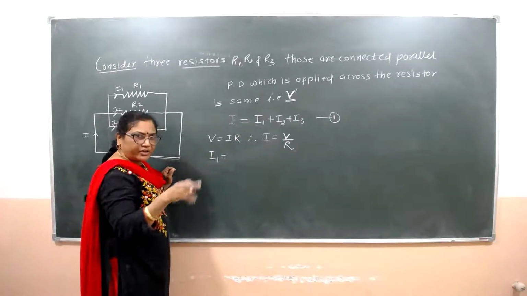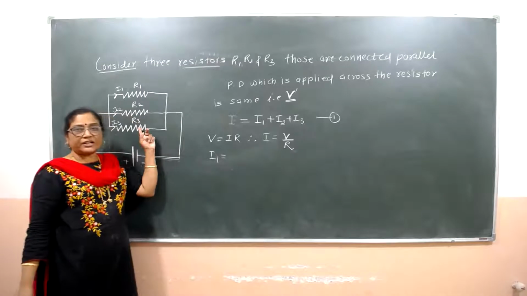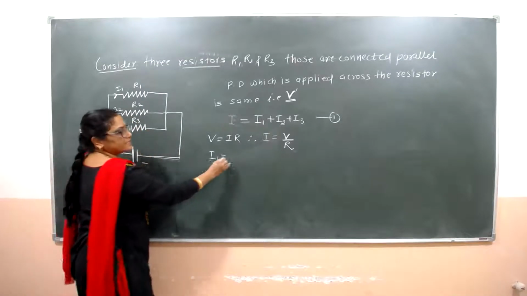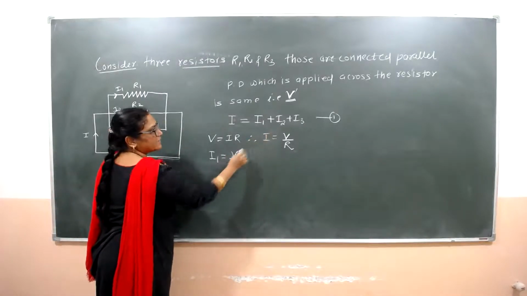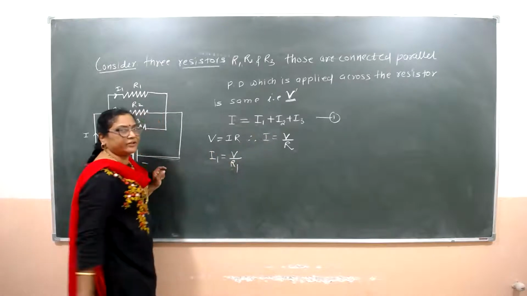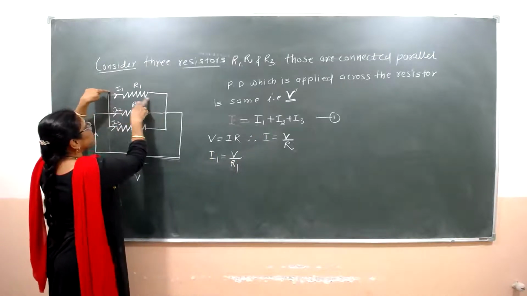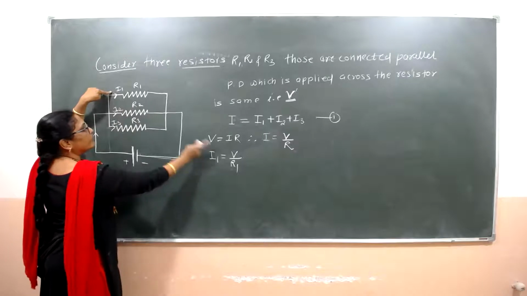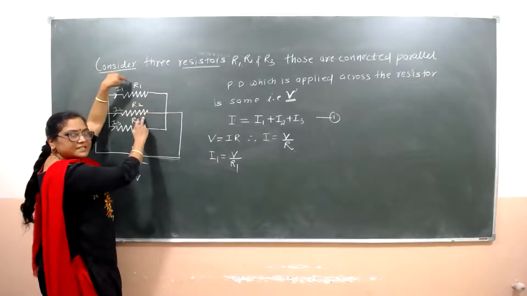The potential is the same for the total circuit. What is the potential given here? V. That means V is the same. V divided by what is the resistance? In the first branch, the current is I1, the potential is V, and the resistance is R1.